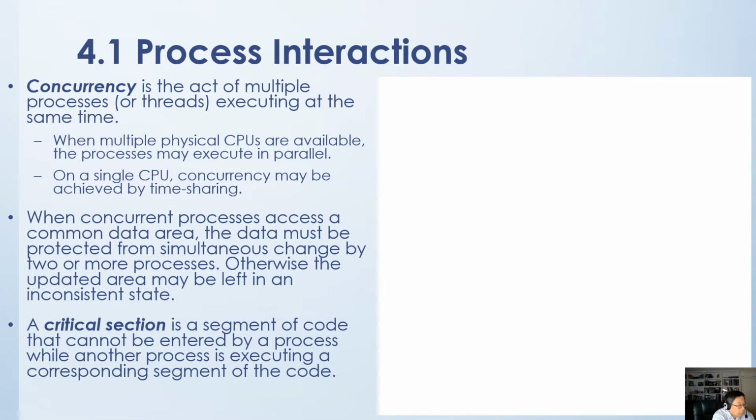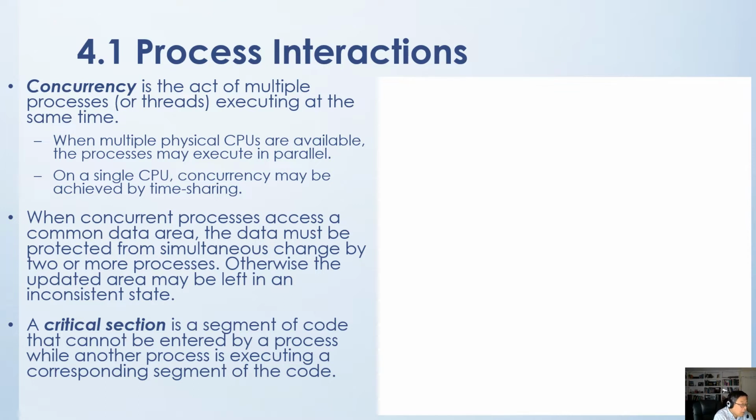Section 4.1, process interactions. Now, in a multi-programming environment, multiple processes can execute at the same time. This is called concurrency. Concurrency may be achieved by time sharing for a system with a single CPU. In that case, there's only one CPU, and the operating system scheduler is going to schedule the processes. Each process is going to take a turn to use the CPU.